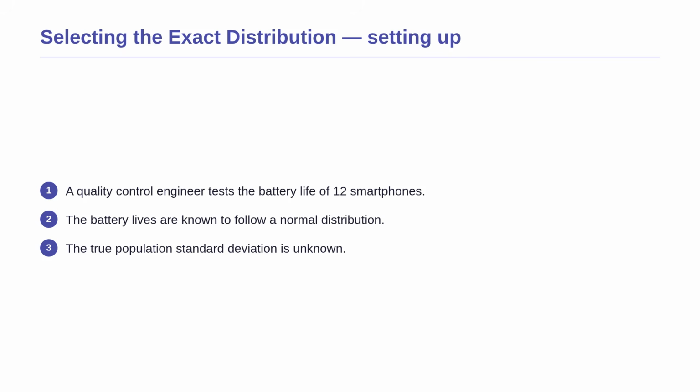Now that we have our formulas, let us see this with a concrete example. A quality control engineer is testing the battery life of 12 smartphones. We are given that the battery lives follow a normal distribution, which is the core requirement for exact distributions. The engineer wants to test a claim about the average battery life. But there is a catch. The true population standard deviation is completely unknown.